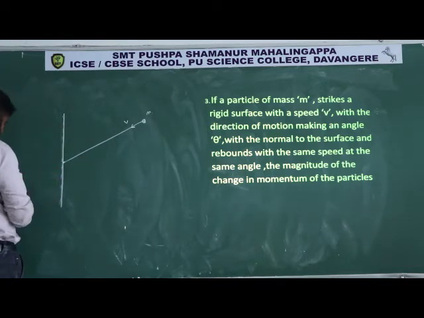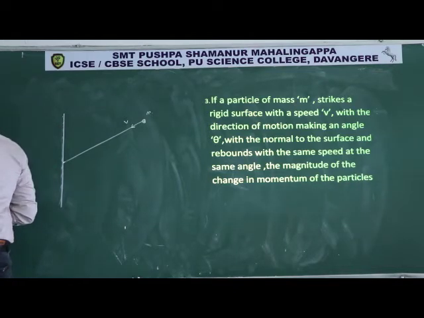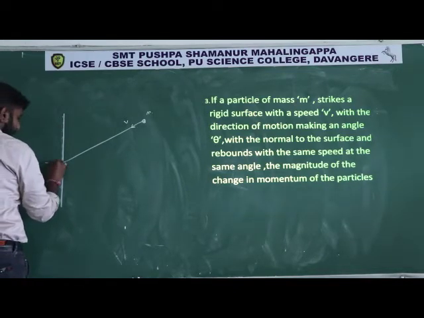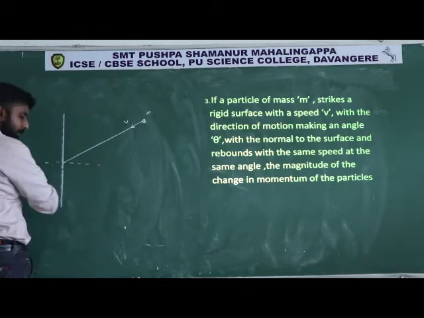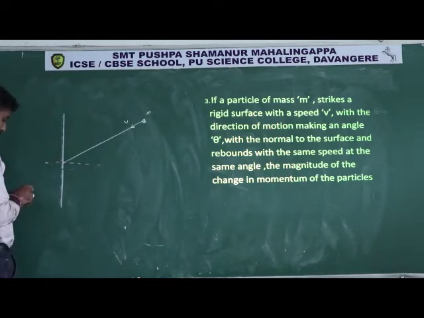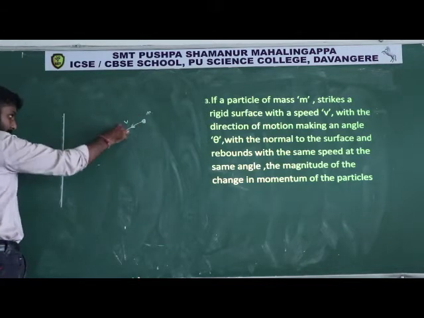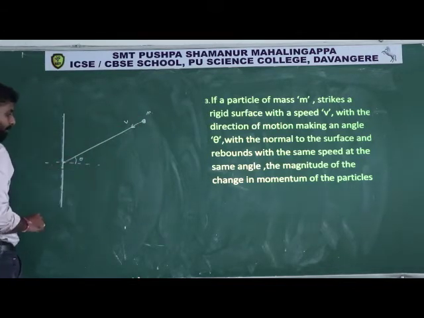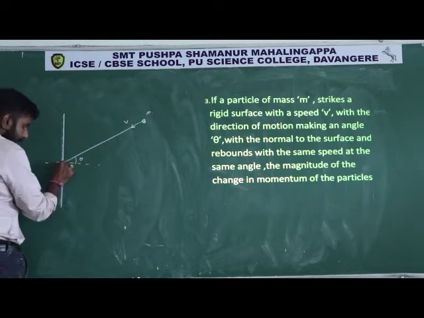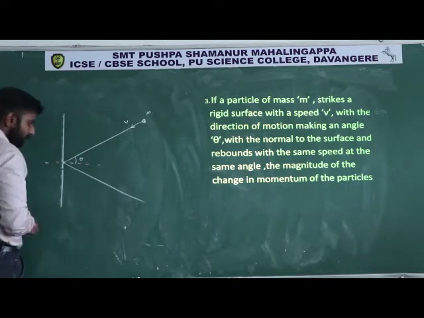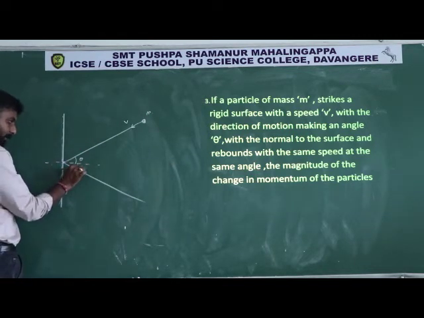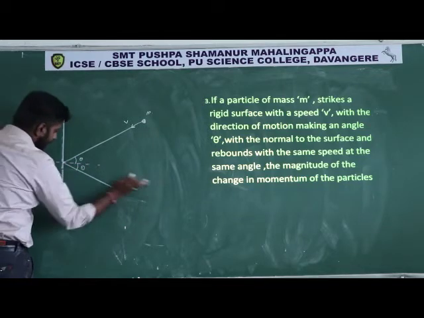Here the direction of the motion makes an angle theta with the normal to the surface. For the surface, this perpendicular line is nothing but the normal. So it is making angle theta, meaning it is the angle between the direction of motion and the normal. Then this particle is rebounding back according to the question. Then also it makes the same angle theta.